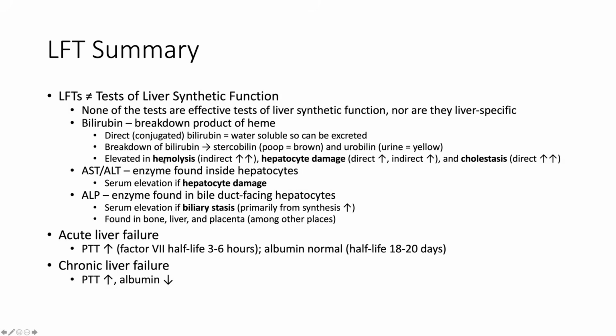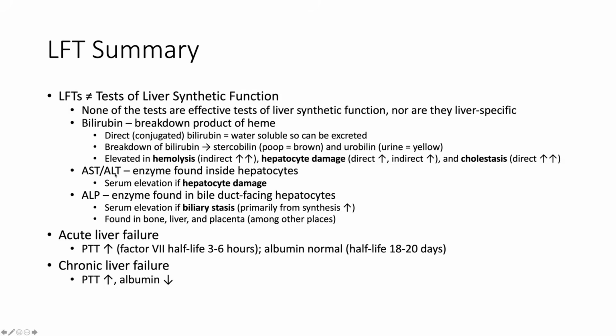Bilirubin is elevated in hemolysis. In hemolysis, your indirect bilirubin would be really high because you are producing a lot of bilirubin and haven't had a lot of time to conjugate it yet. So the indirect or unconjugated bilirubin would be very high. It's also elevated somewhat in hepatocyte damage, where it's both direct and indirect, and in cholestasis, where it's mainly direct.